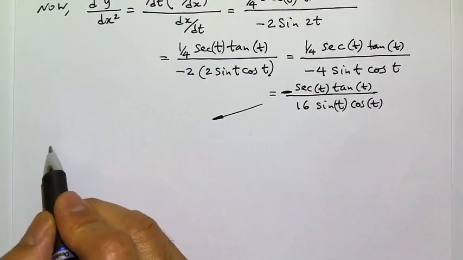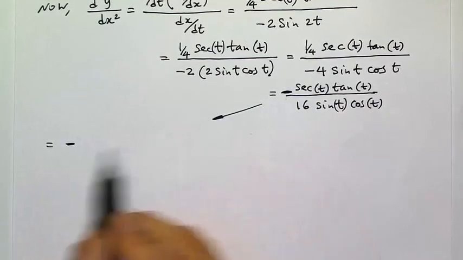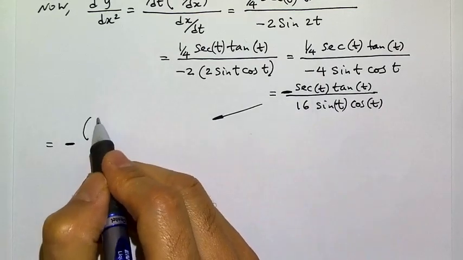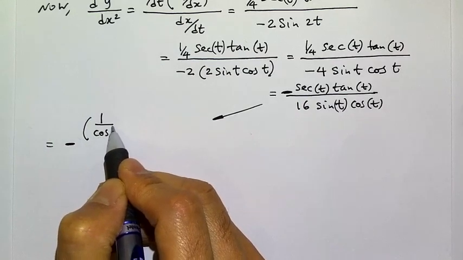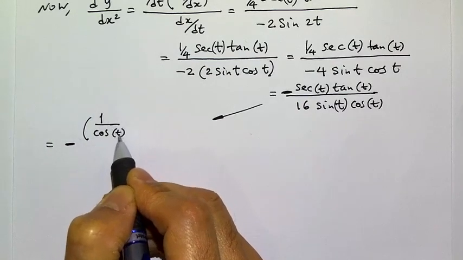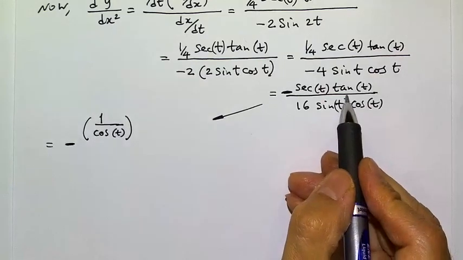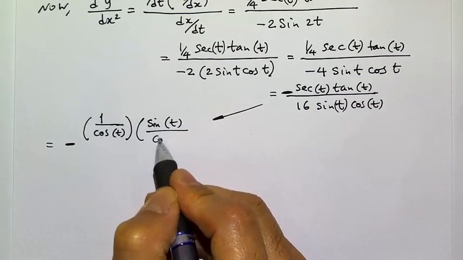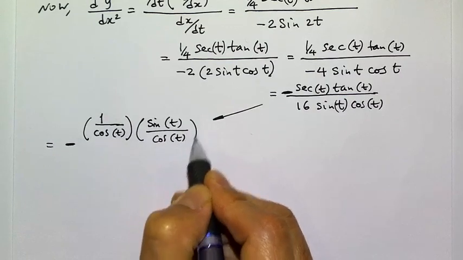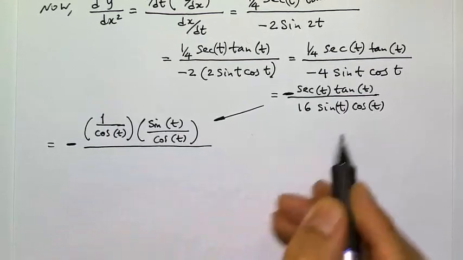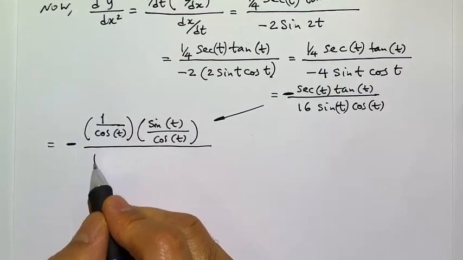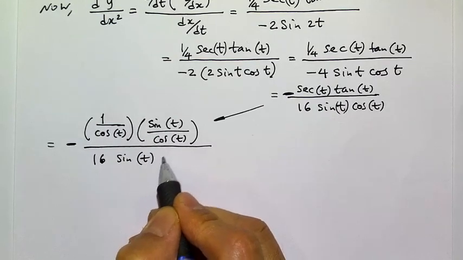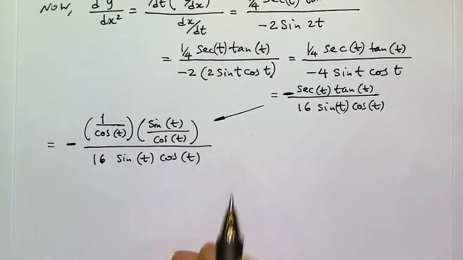Okay, from that we have minus, that's that minus, and then we have 1 over, instead of secant of t, I'm going to put 1 over cosine of t, times, instead of tangent of t, I'm going to write sine of t divided by cosine of t. All of that divided by, of course, 16 sine of t and then cosine of t.